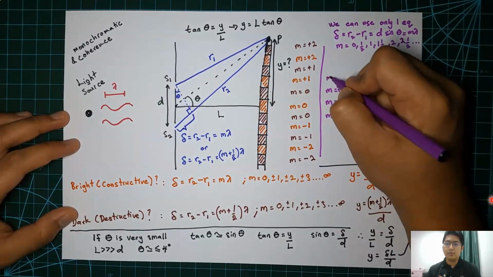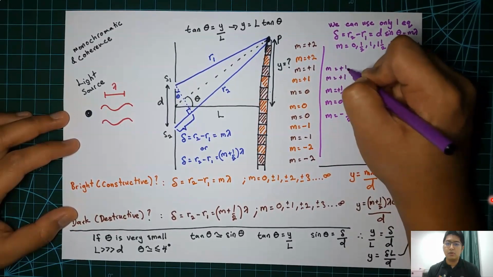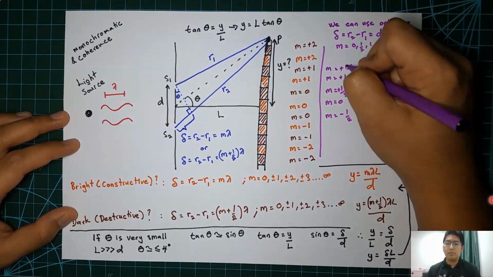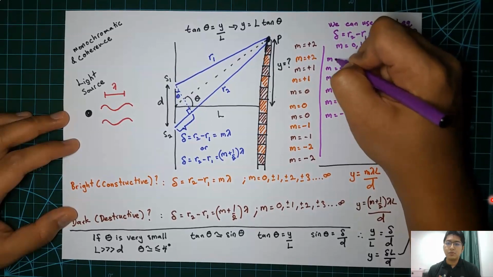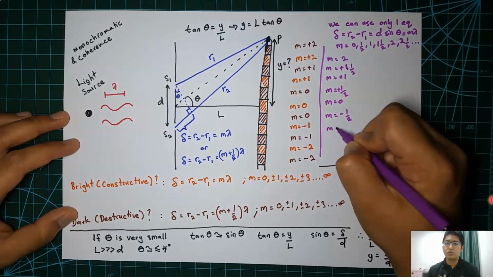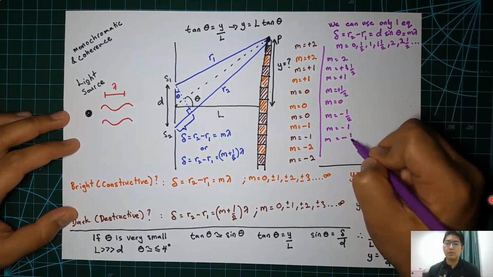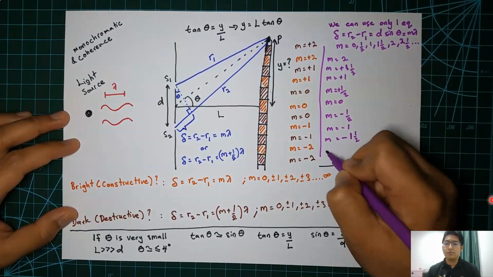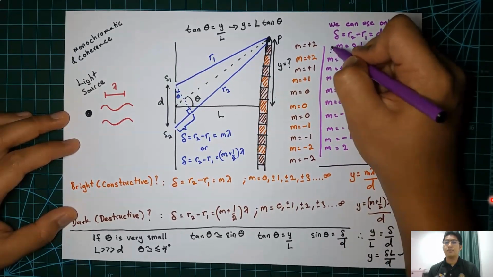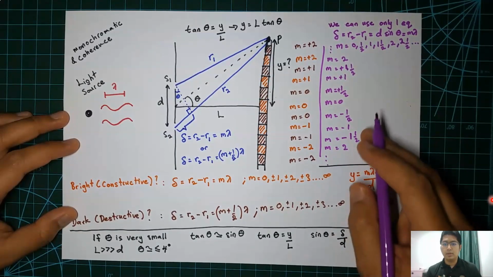Let's say for the central bright fringe, you use m equals 0. For the first dark fringe, you use m equals half. For the next bright fringe, you use 1. For the next dark fringe, you use 1 half. For the next bright fringe, you use 2, and of course for the next dark fringe, you use 2 half. It can be continued until infinity.